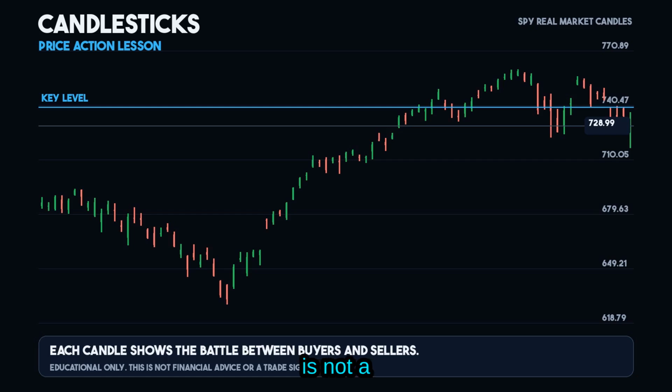Trading is not a guaranteed way to make money, and it involves risks. Always practice on demo accounts or paper trading journals before risking any real capital.